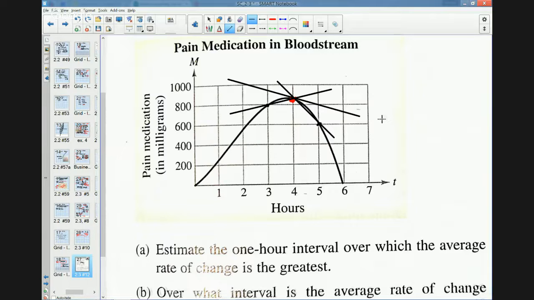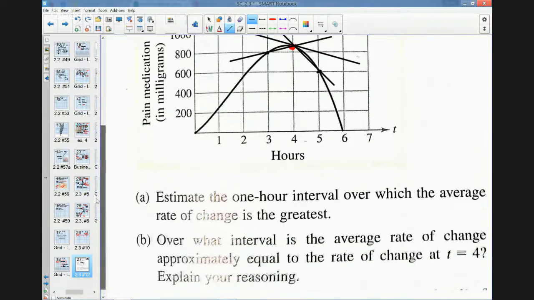So what they're trying to get you to do here is to see the difference between this instantaneous slope that we get when we do a derivative and this average rate of change, which actually connects 2 points. So anyway, I could see B going either way, either the interval from hour 3 to hour 4, or the interval from hour 4 to hour 5.